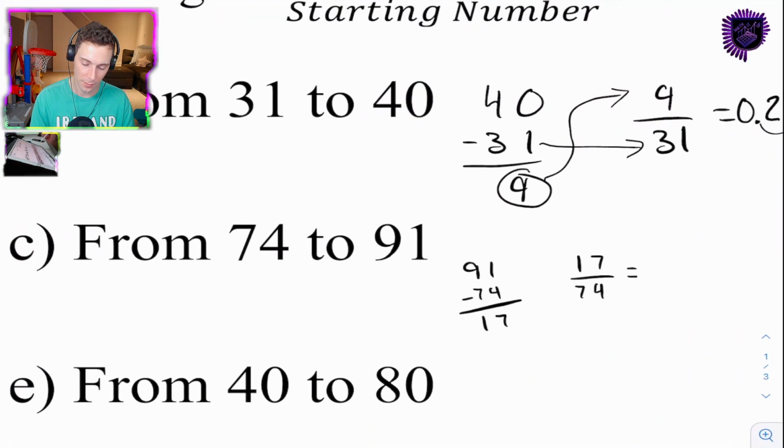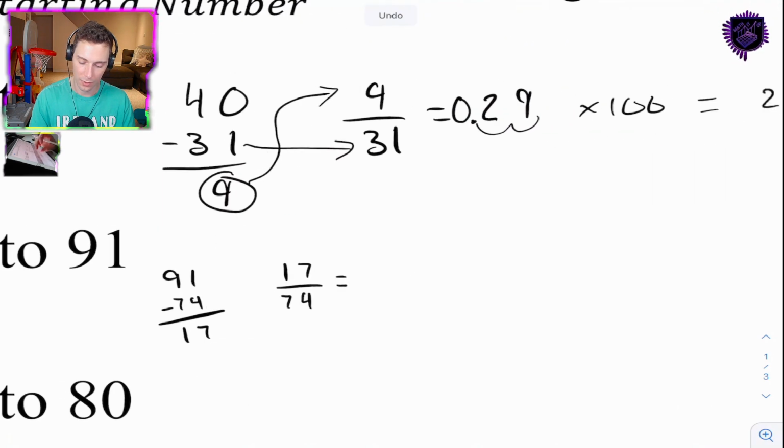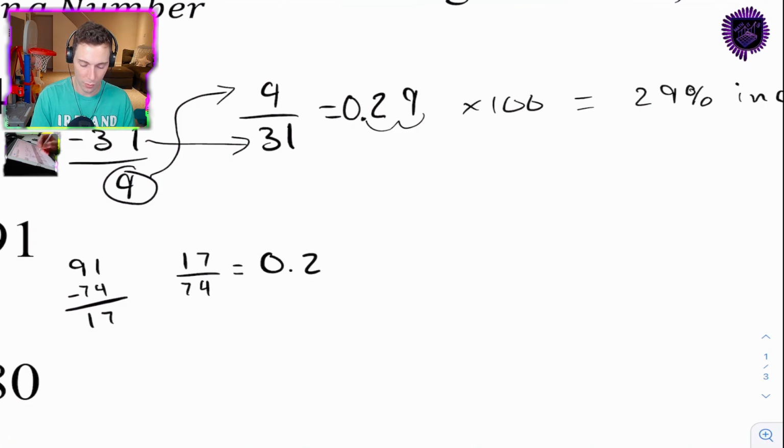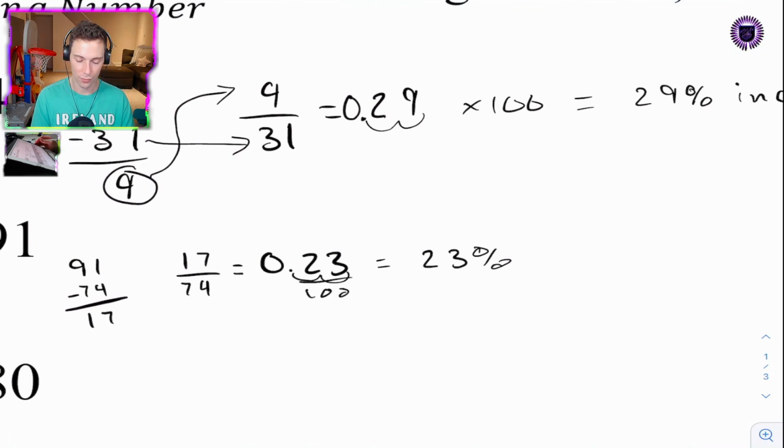0.23, it's rounding up. Just going to zoom in here. 0.23. Move that over 2 spaces. That's going to be equal to 23%. I always like to question myself writing it like an equal sign. So sometimes you can put it over like that: 17 over 74 is going to be equal to 23 over 100, which is equal to 23%.